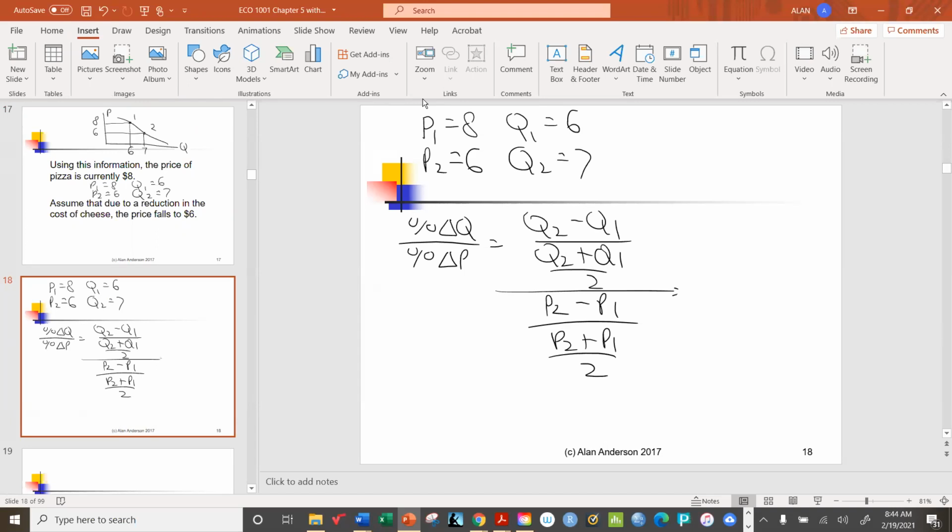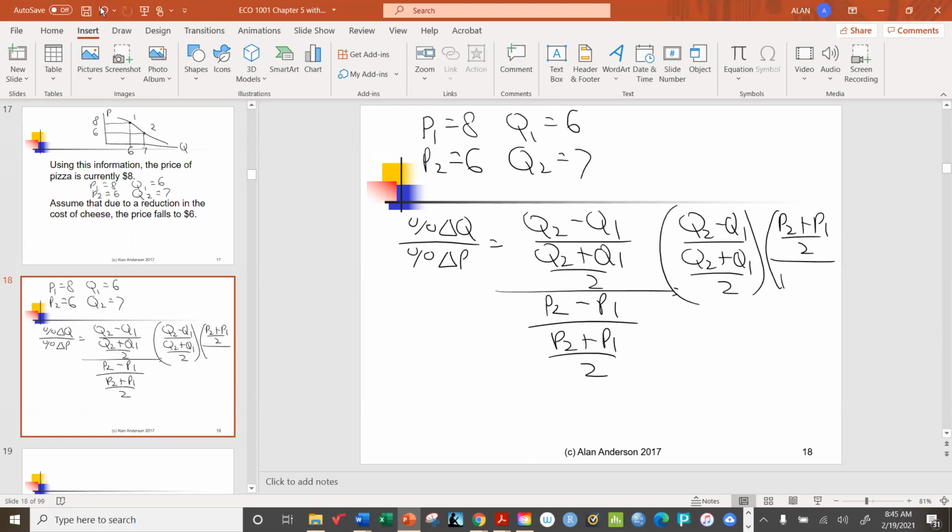So why don't we try this? First of all, let's rewrite it as the product of this term times the inverse: P2 plus P1 over 2 divided by P2 minus P1. Okay, so algebraically, these are equal to each other. And now what we could probably just do is solve for each one individually and then multiply them together. Okay, so if we do that, let's start with this first one.